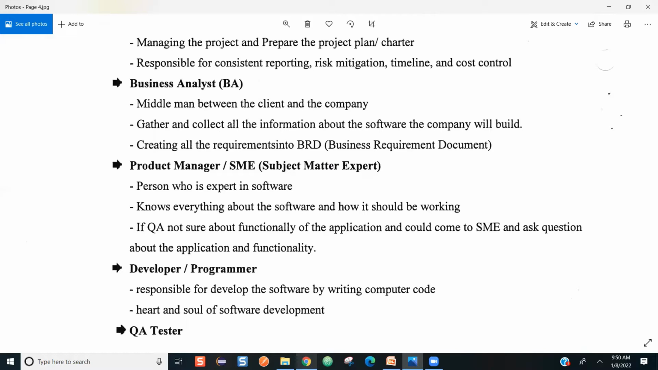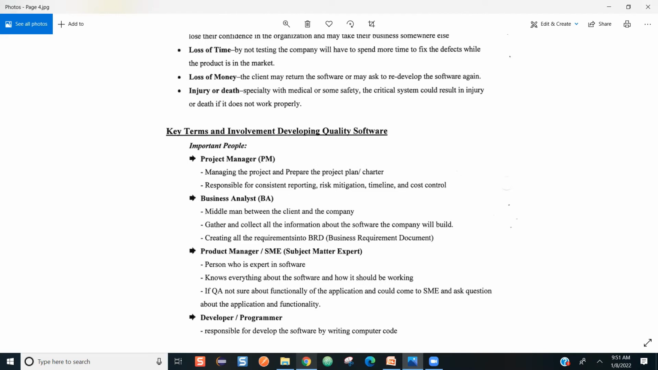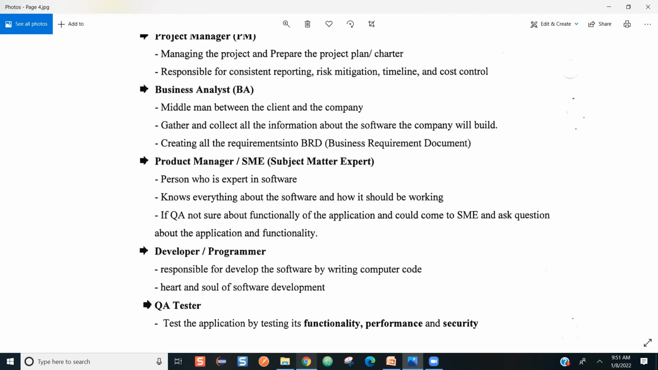Who creates the BRD? Actually, the BA is responsible for creating the BRD, along with the product manager or SME, subject matter expert. Another term is subject matter expert: a person who is expert in the software, who knows everything about the software and how it should be working. If QA is not sure about the functionality of the application, they could come to the SME and ask questions about the application and its functionality.